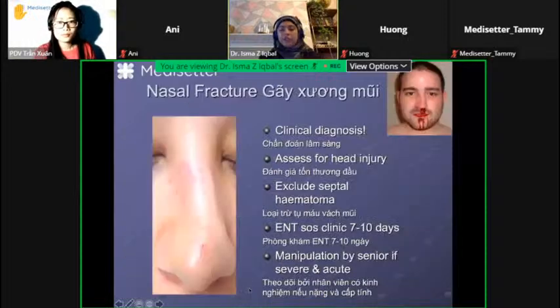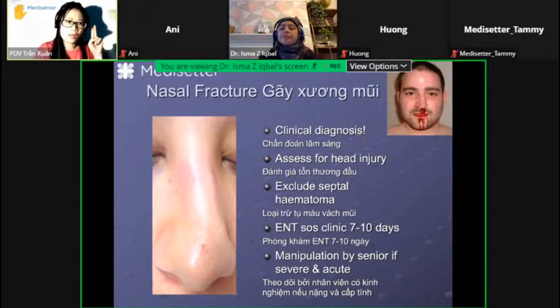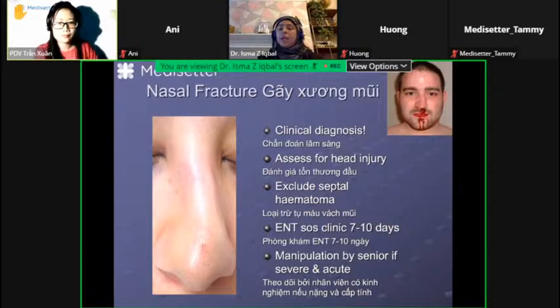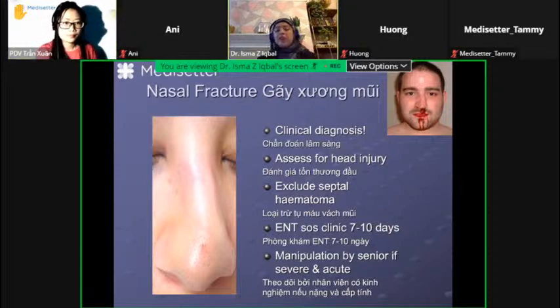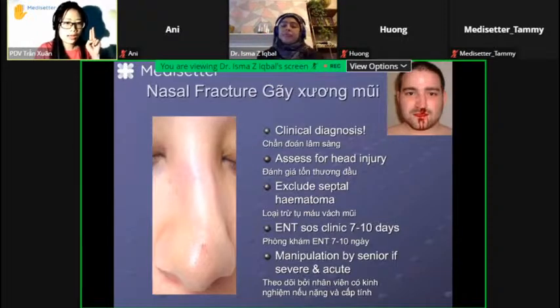So, nasal fractures. This is a clinical diagnosis, so you don't do any x-rays to confirm a fracture of the nose. Với trường hợp gãy xương mũi thì chúng ta sẽ không sử dụng X-quang để chẩn đoán tình trạng gãy xương. If the patient presents with a nasal fracture, you also check to make sure they haven't got a head injury. Và chúng ta phải lưu ý là phải đánh giá được tình trạng chấn thương đầu của bệnh nhân.